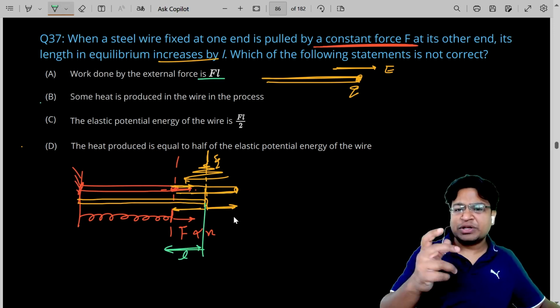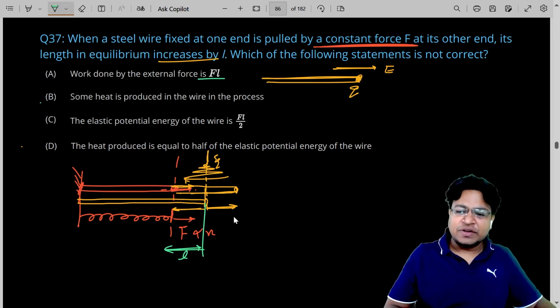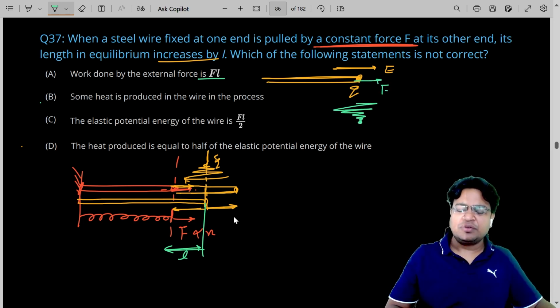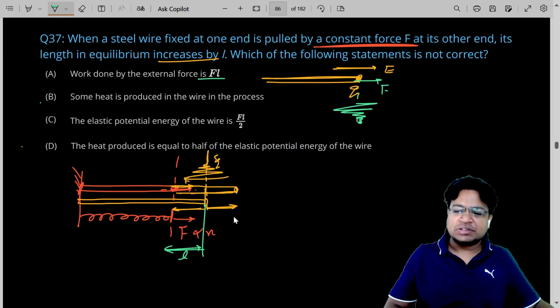But sir, oscillations took place. What about those? So guys, the force always acted in this direction. Even if the oscillations took place, whether the work done was more than FL or less than FL, ultimately what matters is the displacement of the point of application of force when we are dealing with a constant force. So it would be FL.